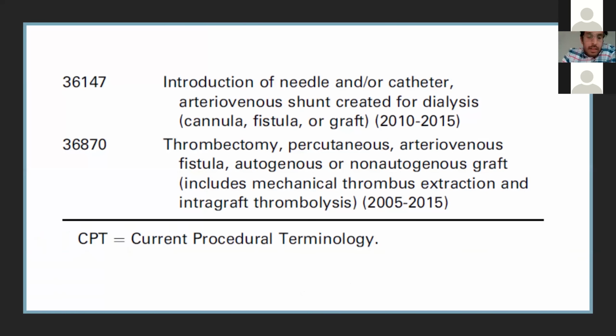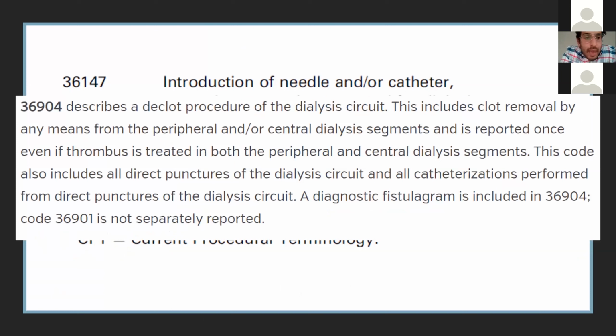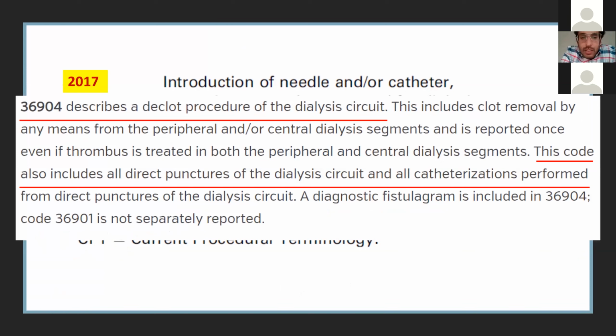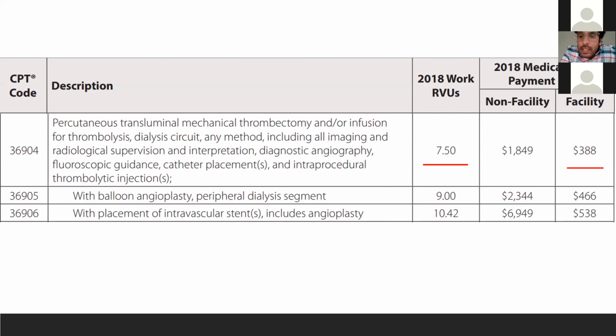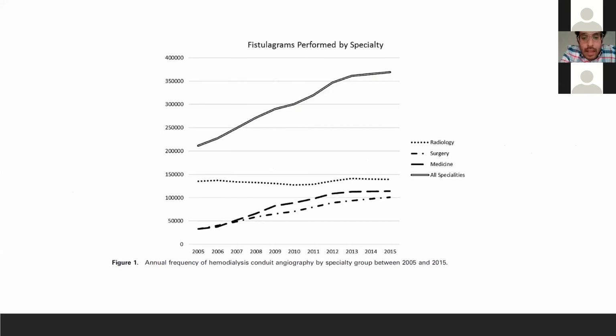And just a little bit on E&M coding. Prior, there were essentially these two codes, and now 36904 describes a declot procedure of a dialysis circuit. And in 2017, this is essentially bundled to include all punctures of the circuit and all catheterizations performed. If you look at the work RVUs for a declot, it's about 7.5, which is roughly equivalent to a port, I believe, which we all know can probably be done in a fraction of the time compared to a declot.